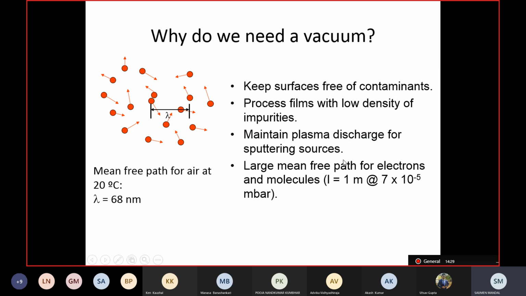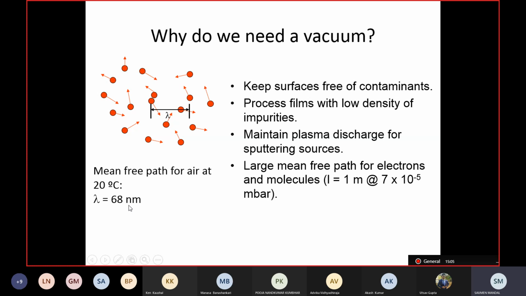For the time being you just keep it: there is a large mean free path of electron and molecule. Mean free path means the distance traveled between two successive collisions, and for air at 20 degrees Celsius, at room temperature, we can say that lambda equals 68 nanometer. So this is the mean free path for air, 68 nanometer at room temperature.